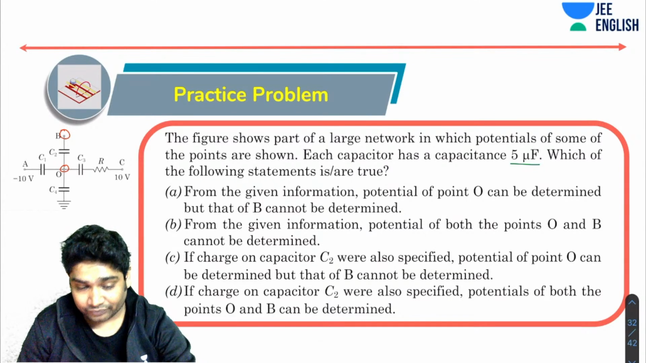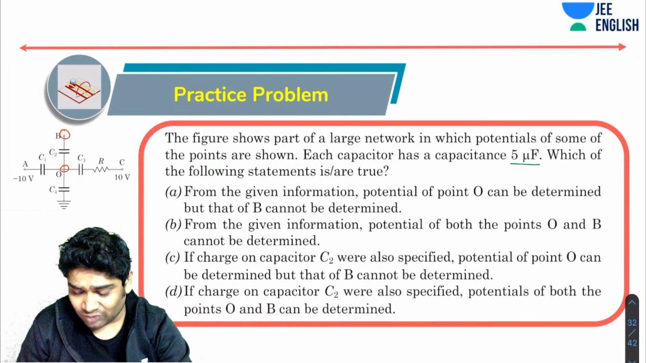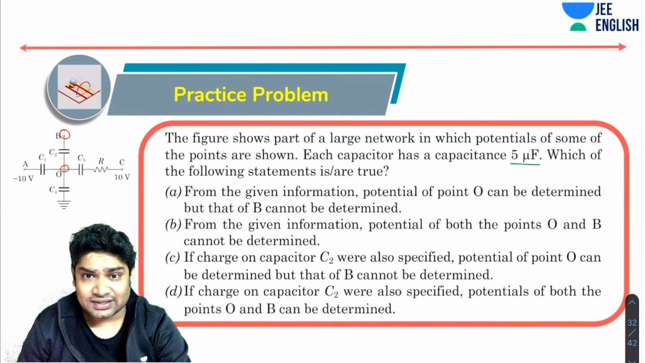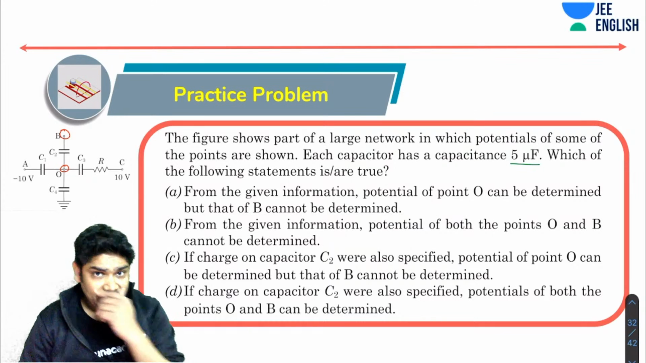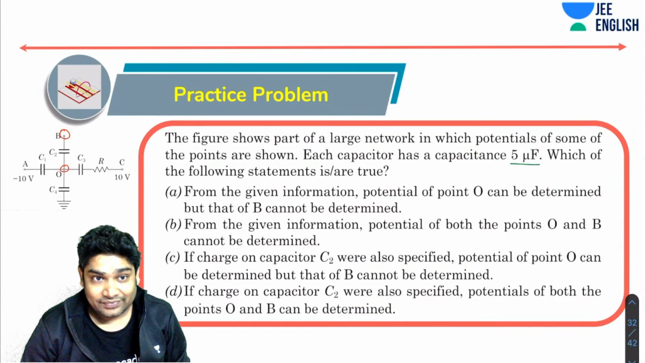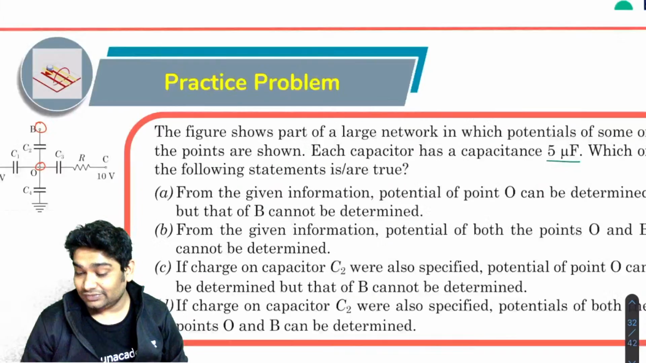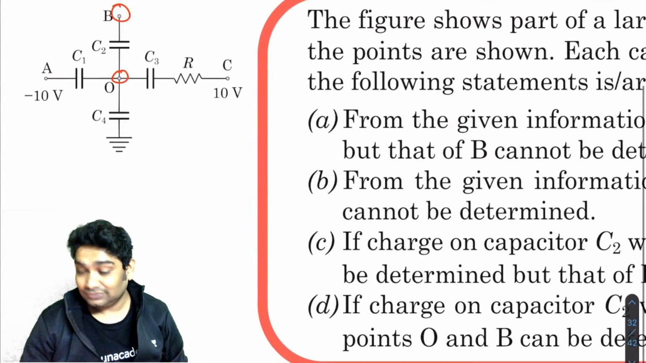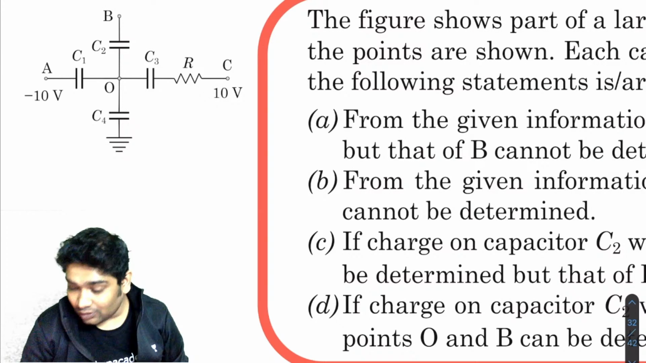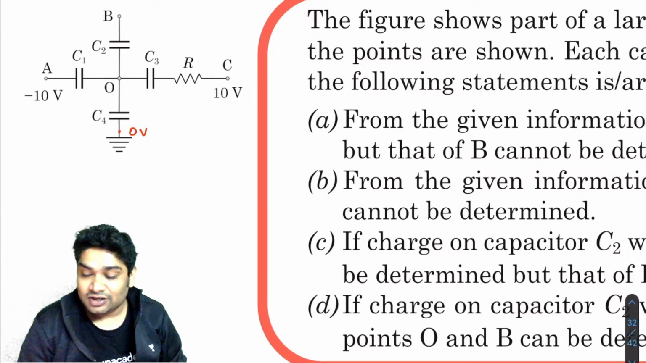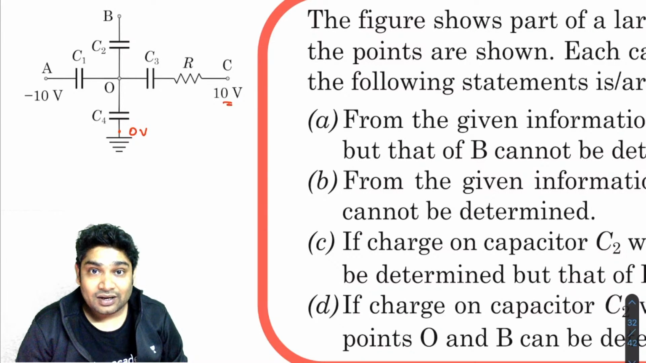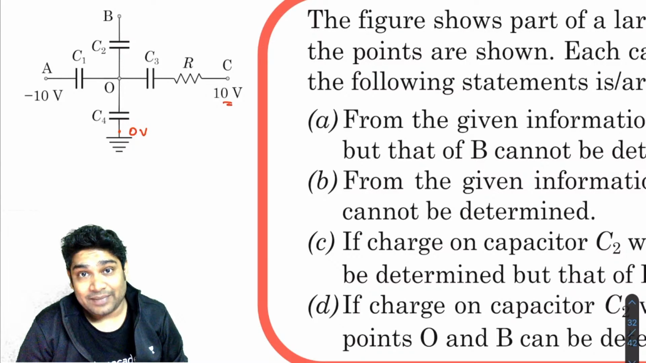Okay. So let's see what all we know about this circuit. What all do we know? I know the potential here. I also know the potential here, right? Because this has been earthed, the potential here is 0 volt, and the potential here is known, 10 volt. Now each capacitance is known.